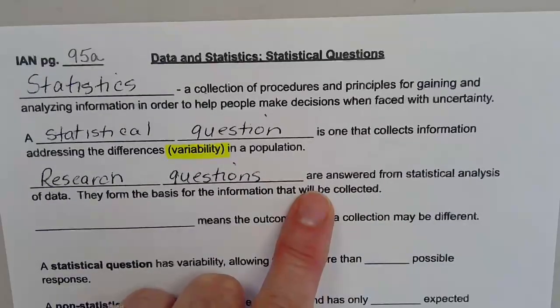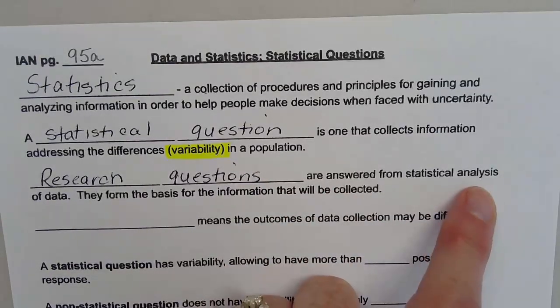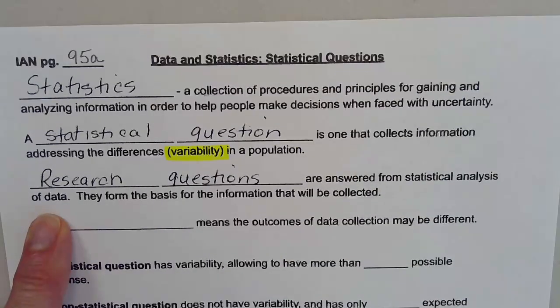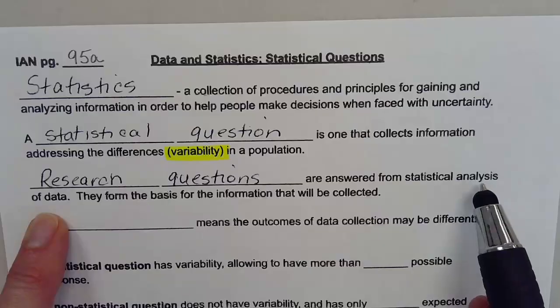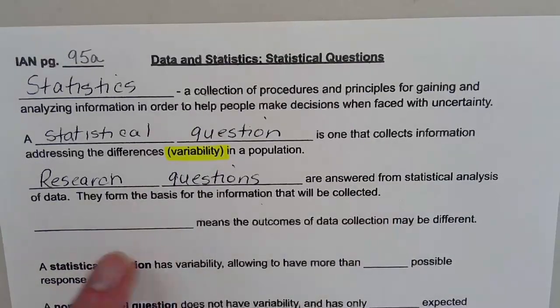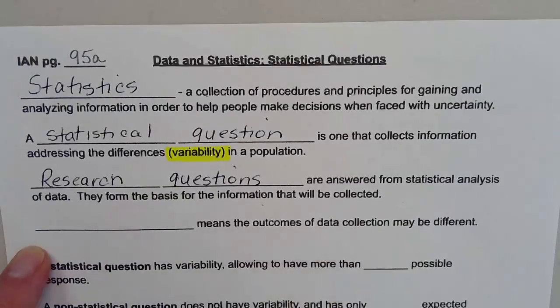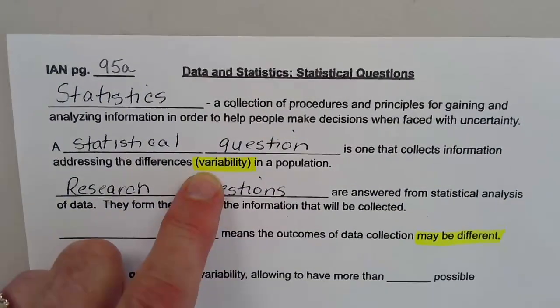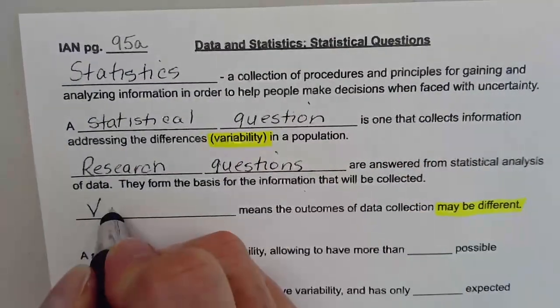Research questions are answered from statistical analysis. What does it mean to analyze something? To look at it, to see what you got, to see what the information is telling you. So you're studying it. You're trying to pull some information from it so that you can find the best decision or an answer to a question. So you're analyzing the data. They form the basis for the information that will be collected. Now the blank means the outcome of the data may be different. And it should be different. And that's the word that I've highlighted here called variability.